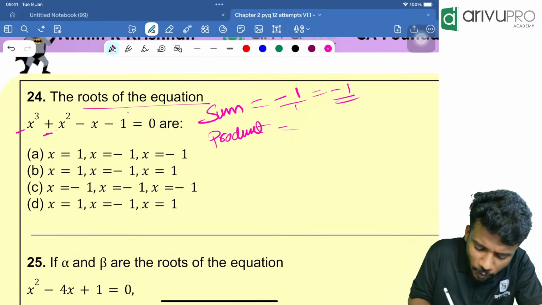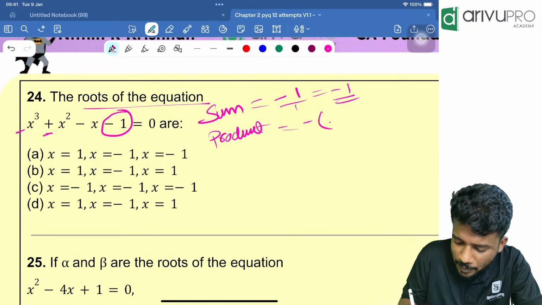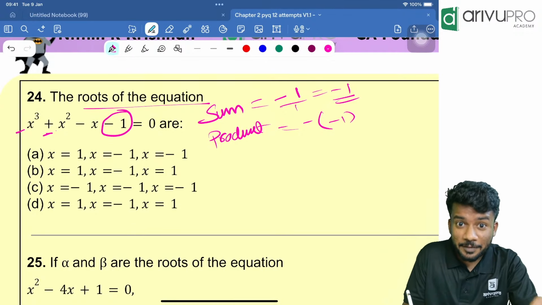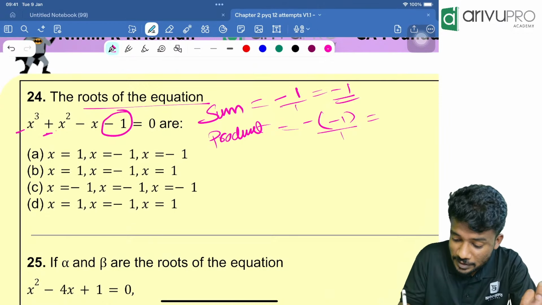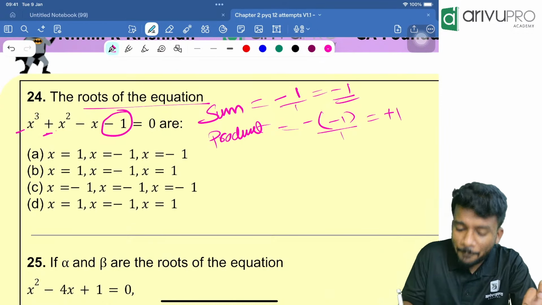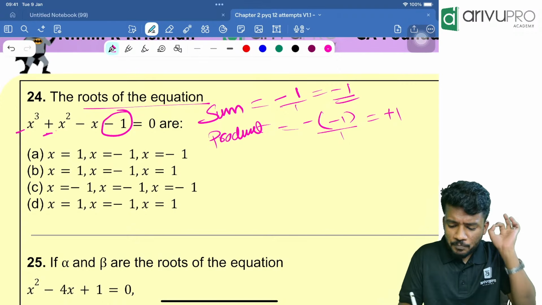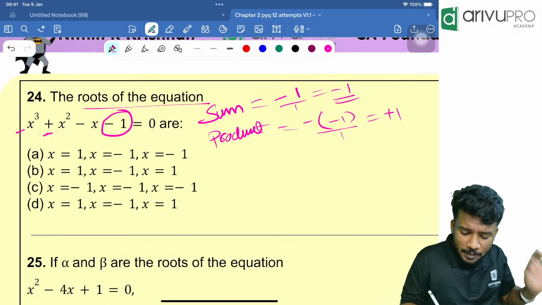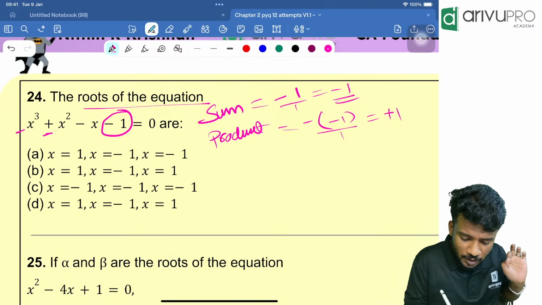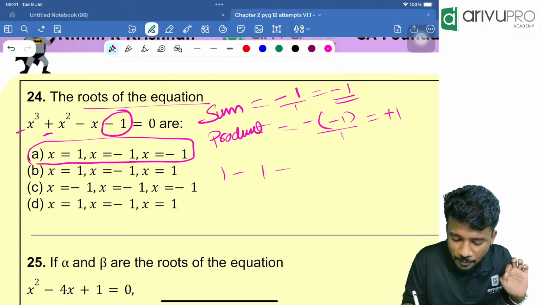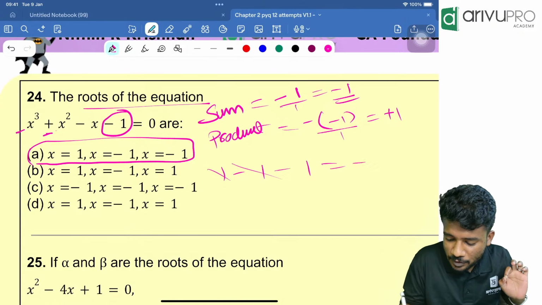Product is nothing but minus of the constant term, that is minus of minus 1, divided by the coefficient of x cube, which is 1. Minus of minus 1 is how much? Plus 1. Tell me people, which option is giving you sum as minus 1 and product as plus 1? Look here. Check option A. 1 minus 1 is how much now? 1 and minus 1 got cancelled.